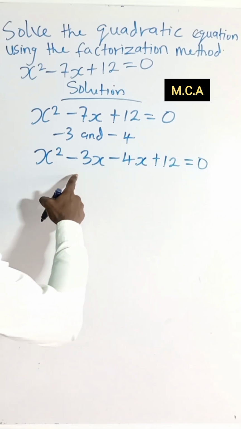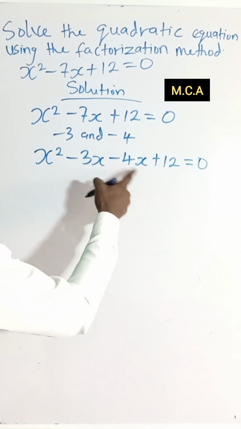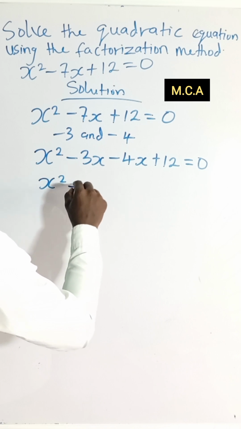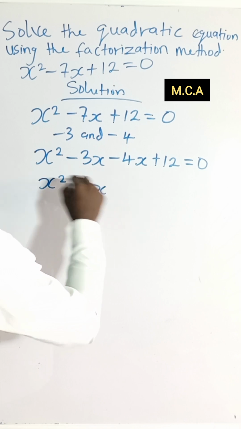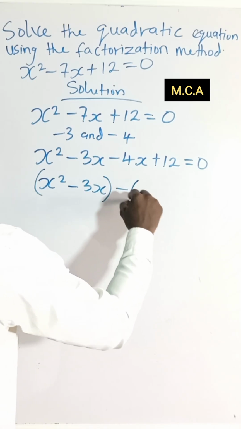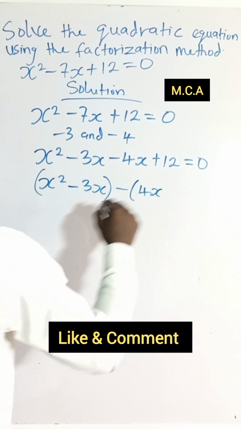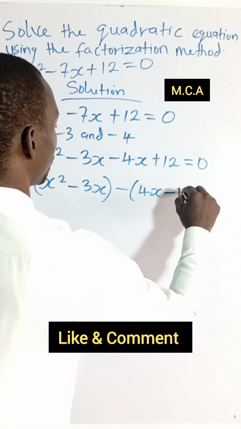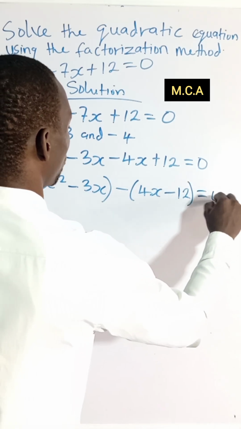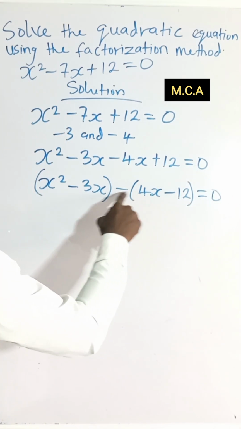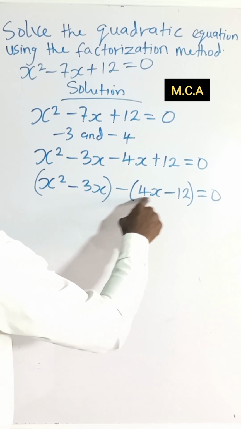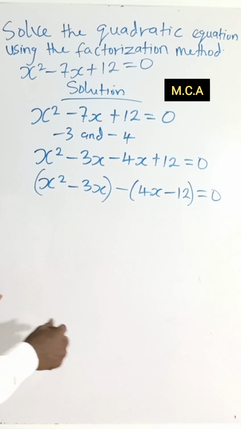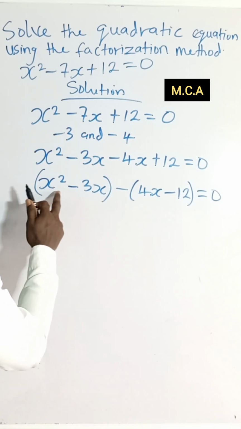So when we have this now, we have to group them. So we have x squared minus 3x, minus bracket 4x, minus 12 equals 0. Why are we using minus 12 here? If you open up this bracket, this becomes minus 4x and this becomes what? Plus 12.